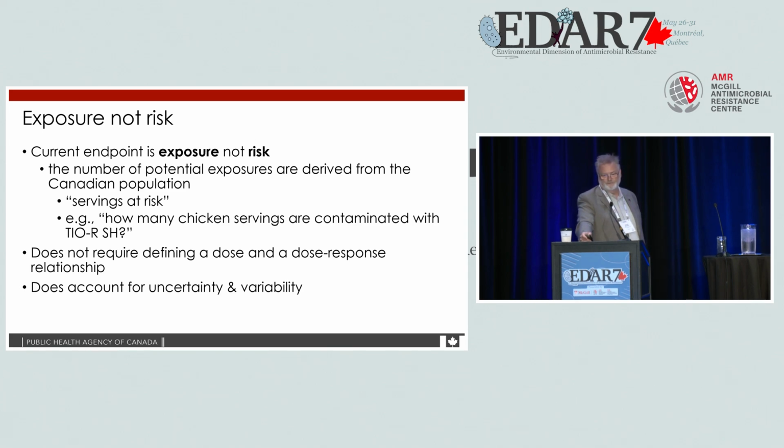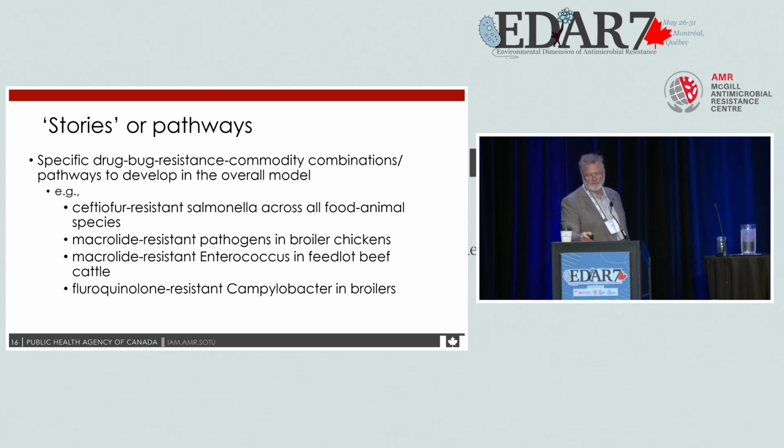It's not risk. It was to look at the number of potential exposures derived from the Canadian population, put in terms of servings at risk, compared to, say, a QMRA. It doesn't require defining a dose or dose-response relationship, but it can account for uncertainty and variability. Each element is developed separately, and then the intent is to try to link them together. So we've concentrated over time on the development of specific pathways, often termed stories: cephalosporin-resistant Salmonella across all food animal species, macrolide-resistant multiple different kinds of bacteria in broilers, etc.